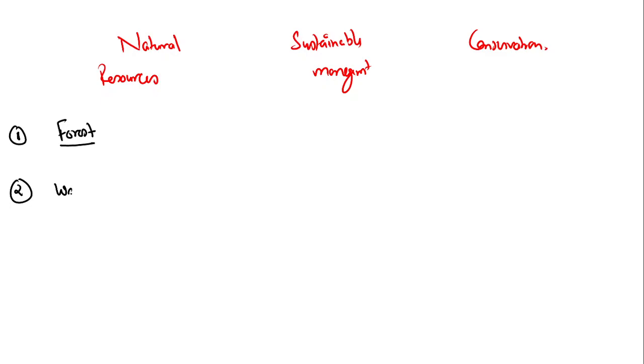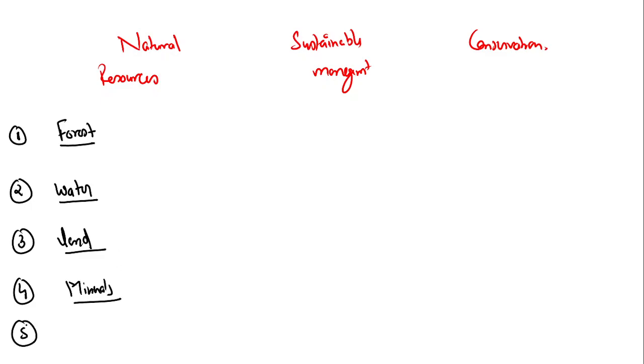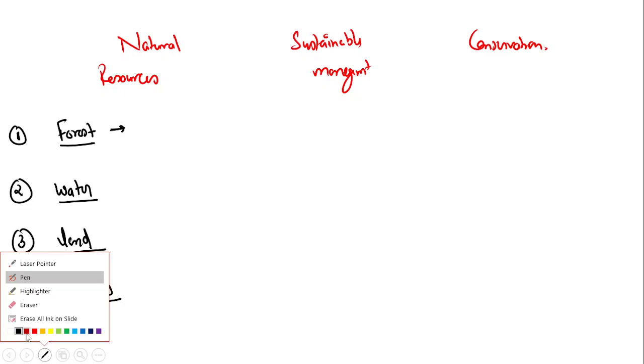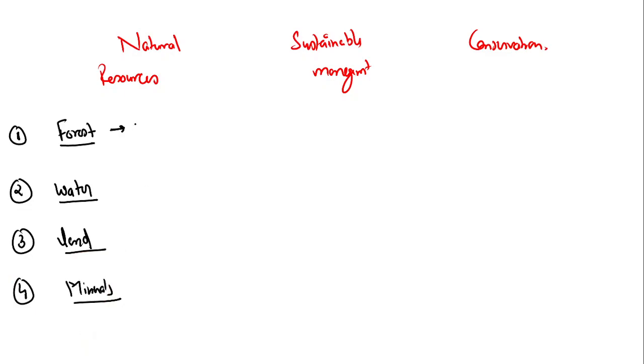Second, water is our natural resource. Third, the land on which we live. Fourth, the minerals obtained from land. Fifth, plants, or you can include plants in forest only, right? First of all, tell me how these natural resources are useful for us. Only one word association I need. Brainstorm, guys. In what way is it important for us?